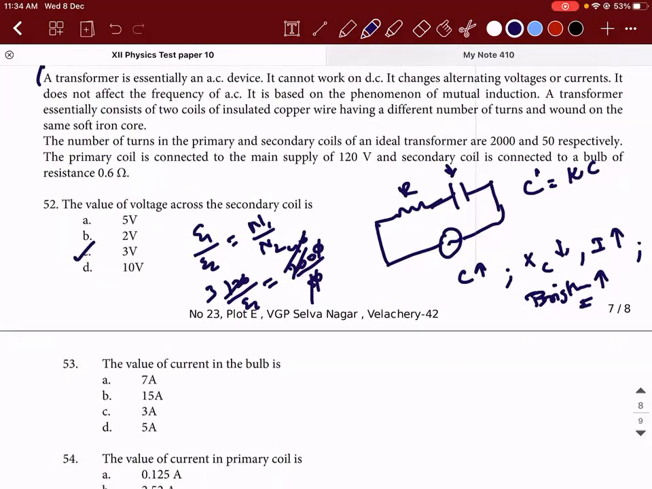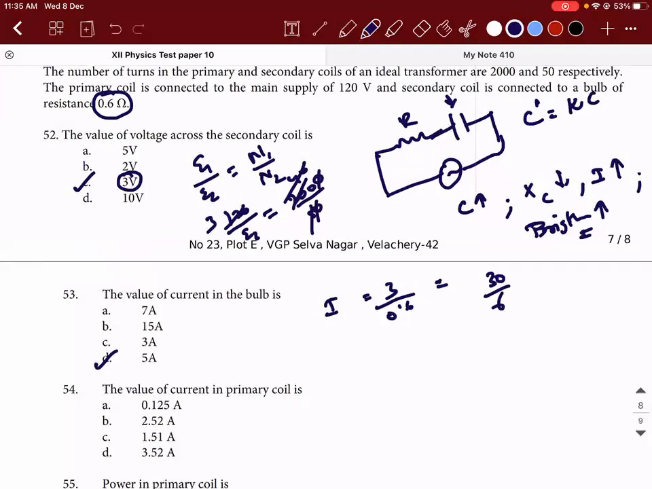The value of the current in the bulb is? So what will be the value of current in the bulb? So 3 volt is appearing across a bulb of resistance 0.6. Sorry, 6 ohm. So I will be equal to 3 divided by 0.6, that is 30 divided by 6. Answer will be 5 amperes.